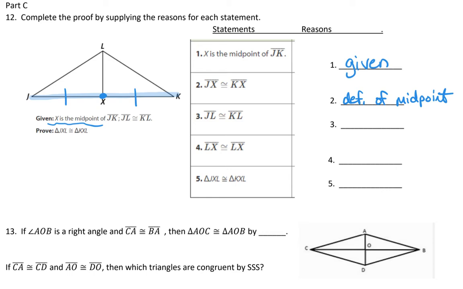Up next, how do we know that JL is congruent to KL? Well, probably because it says right here, JL is congruent to KL. So again, that's given. All right. So up next, what do you know? Well, you might see here that it gives you a hint. LX is congruent to LX, but how is LX congruent to LX? How is anything ever congruent to itself? The good old reflexive property.